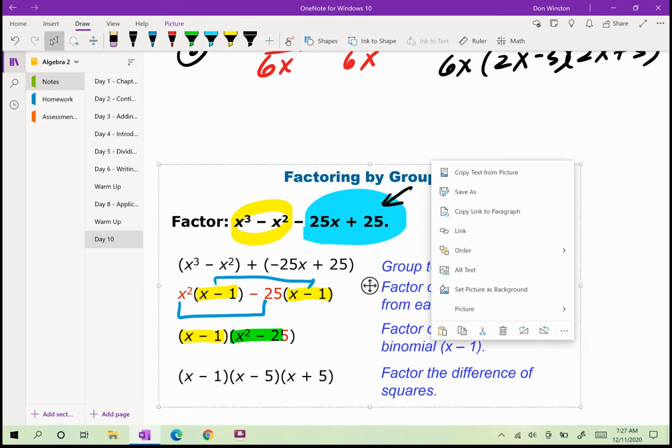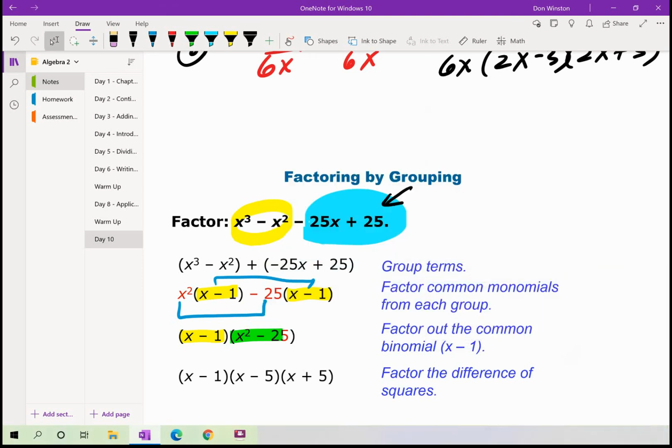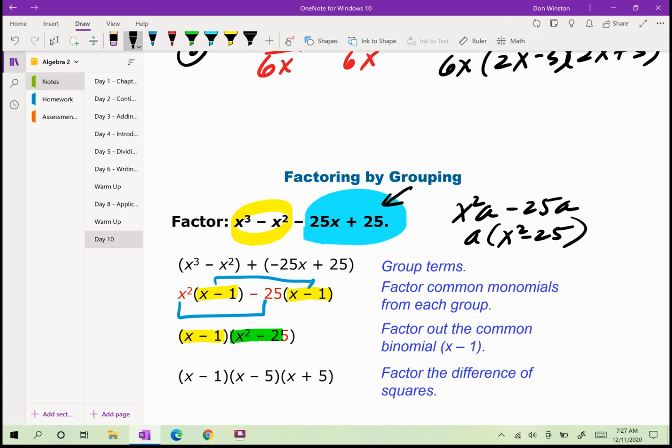And some students have difficulty with that, but you know, if I had x squared times a, minus 25 times a, and I factored out an a, well, what would I have? I would have a times x squared minus 25. So a just happens to be, in this case, x minus 1. Okay?